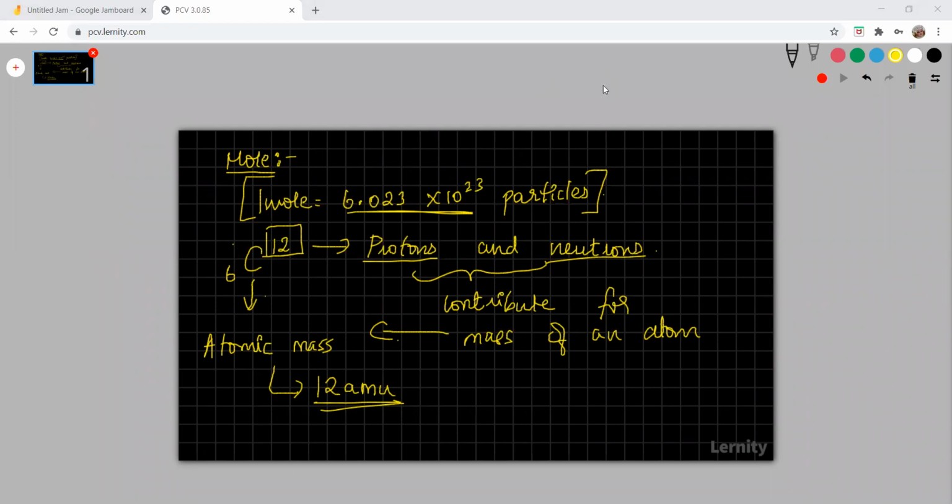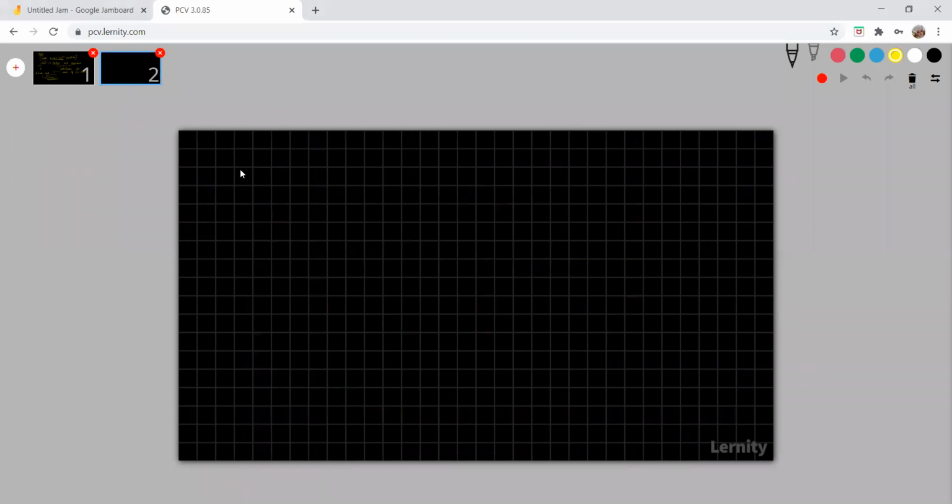Yes, electrons have mass, but it is very negligible. Even if we consider it, it is not going to bring a significant change in the mass of an atom. So we do not consider the electron's mass. Clear? Okay. So the atomic mass of carbon is 12 AMU. What does 12 AMU mean? It has 12 atomic mass units. What are those atomic mass units? Protons and neutrons.